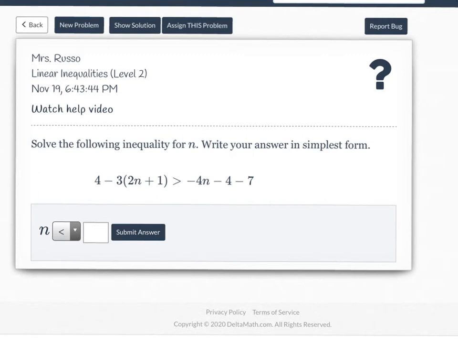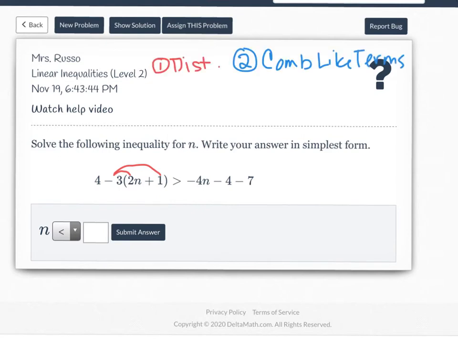So I'm going to rewrite this as 4 minus 6n minus 3 is greater than minus 4n minus 4 minus 7. My next step after that is on the left side and the right side, I'm going to combine any like terms that I have.